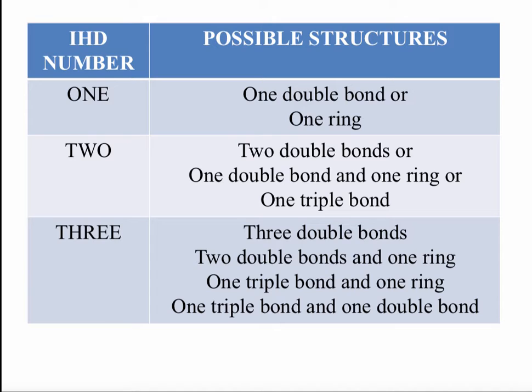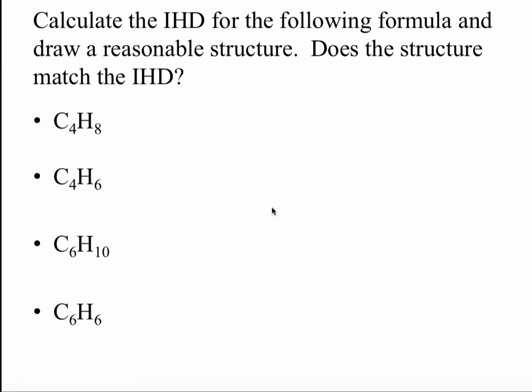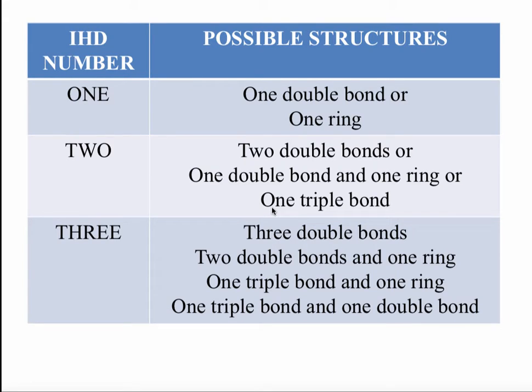Right. So if you have an index of hydrogen deficiency of 1, that means that you have 1 double bond in the structure or 1 ring in the structure. If you have an index of hydrogen deficiency of 2, it means you either have 2 double bonds, or 1 double bond and 1 ring, or 1 triple bond. All right, so remember the index of hydrogen deficiency for a triple bond is 2.